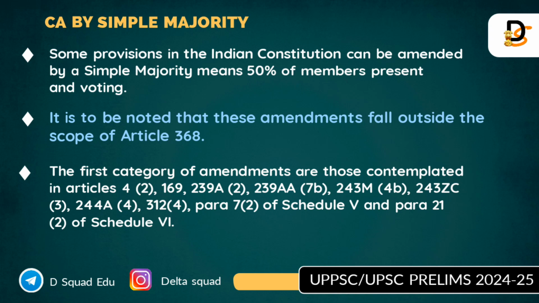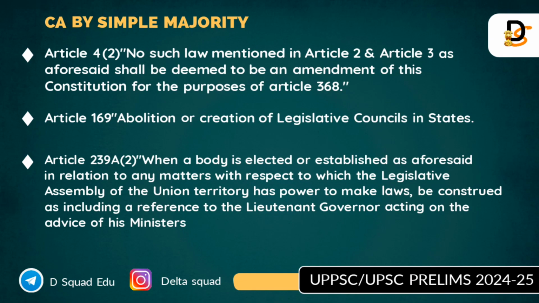The first category of amendments are those contemplated in Article 4 Clause 2, Article 169, 239A Clause 2, 239AA Clause 7(b), 243M Clause 4(b), 243ZC Clause 3, and further, Para 21 of Clause 2 of the Sixth Schedule. In the second clause of Article 4, no such law mentioned in Article 2 and Article 3 as aforesaid shall be deemed to be an amendment of this Constitution for the purpose of Article 368. Now, what are Articles 2 and 3? They deal with altering names of states and further.